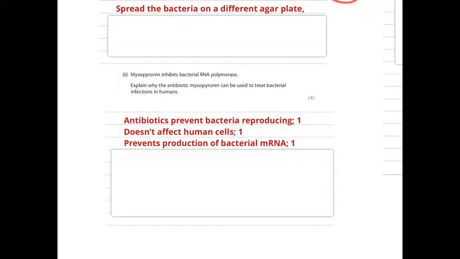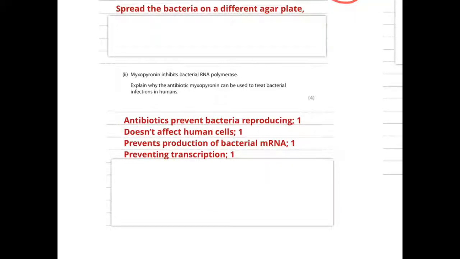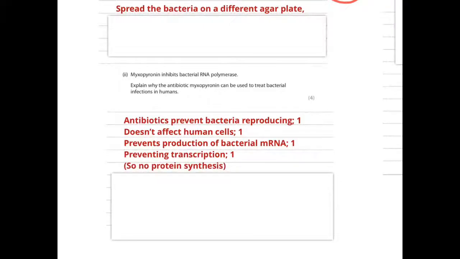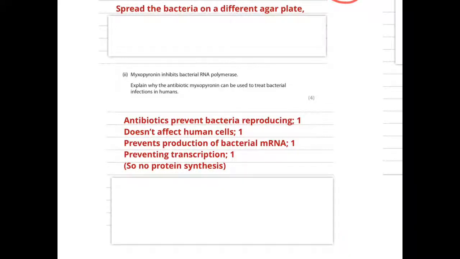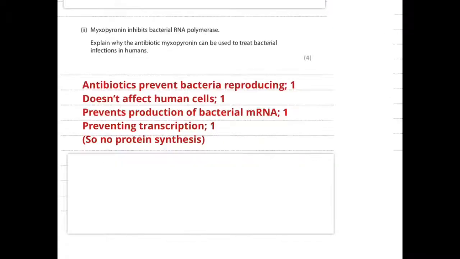If you don't know what that means, you should look at the tutorial on protein synthesis. Preventing transcription, that's the part that produces messenger RNA. So there's no protein synthesis. So we've got the idea that the antibiotic prevents bacteria reproducing because it can't make proteins involved in reproduction or necessary for reproduction. It's specific to bacteria, it doesn't affect humans, and prevents transcription because there is no messenger RNA being produced. If this doesn't make sense, as I said, watch the tutorial on protein synthesis, because that could easily be a challenging 6-marker.